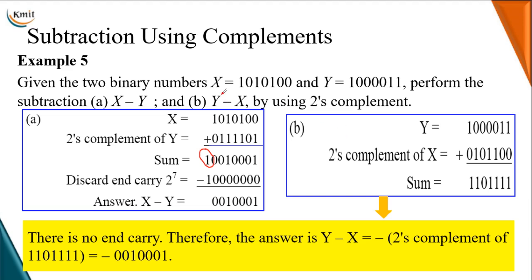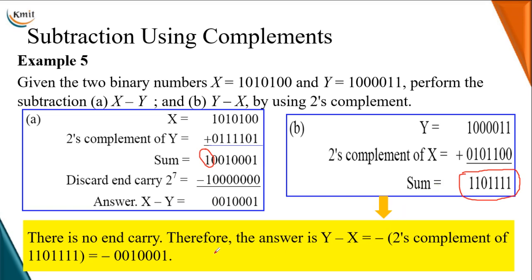In the second case, if I reverse the numbers to y minus x, x is greater than y, so the subtrahend is greater than y. Since it is a negative number, we need to calculate the 2's complement of x. The 2's complement of x, 1010100, is 0101100, and that is added to the positive number. The summation doesn't generate an end around carry. It signifies the subtrahend is greater than the minuend, so to obtain the actual difference, this summation is itself in 2's complement form.